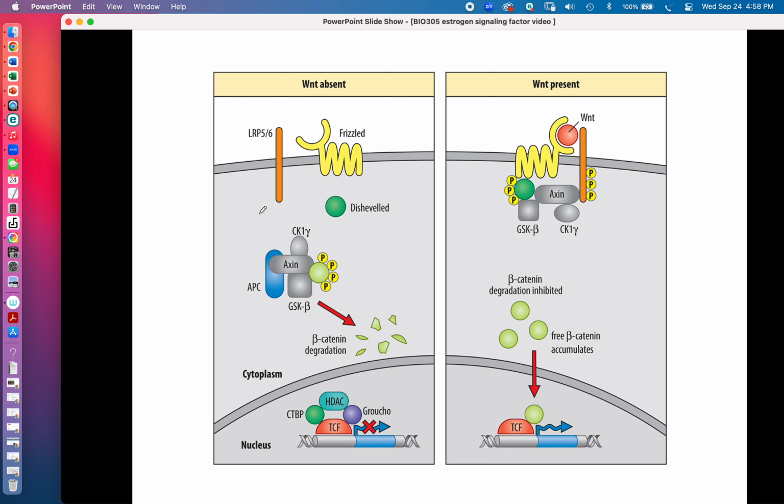This is from chapter 3, and we're going to have a drawing assignment where we draw and learn about this. So this is just drawing the target cell when Wnt is absent and Wnt is present. And we're not going to learn all about this for the quiz, because we're going to have a drawing assignment.